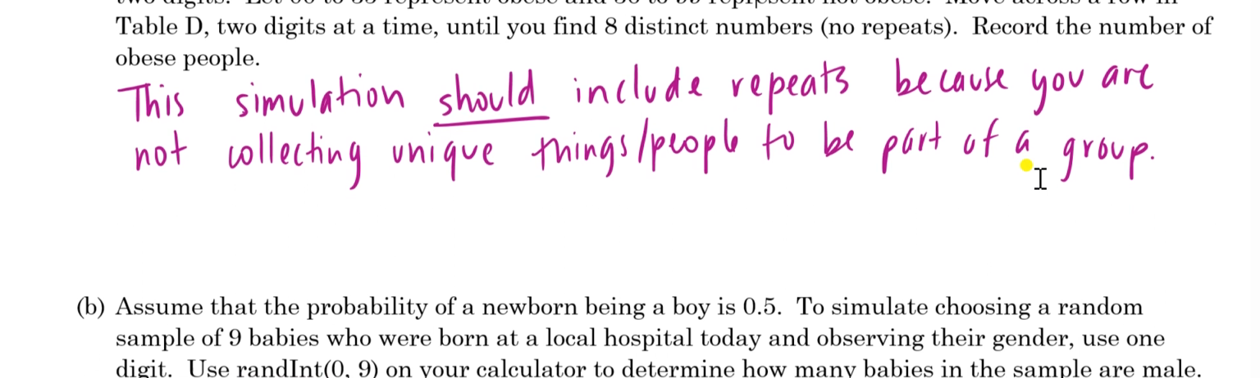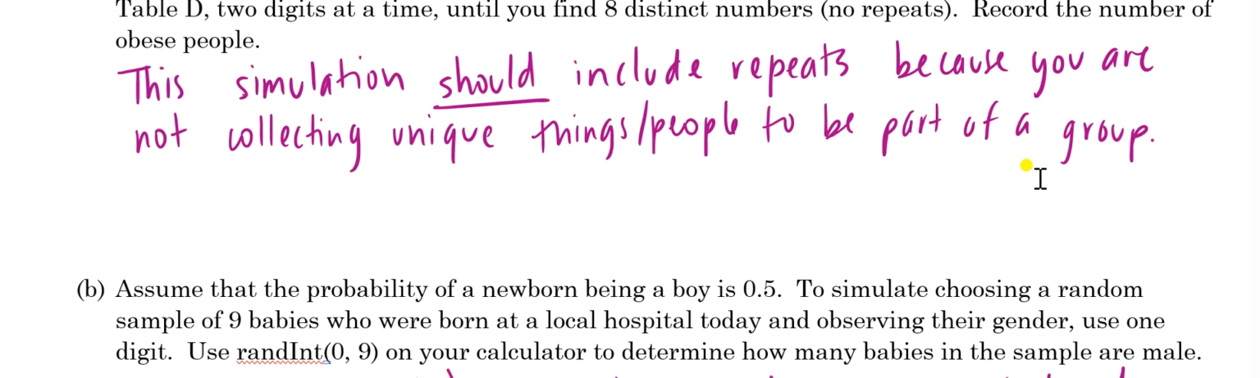All right, so we move on to part B. So let's see how you did there. Assume that the probability of a newborn being a boy is 0.5. To simulate choosing a random sample of 9 babies who were born in a local hospital today and observing their gender, use one digit, do randint 0 through 9 on your calculator to determine how many babies in the sample are male.